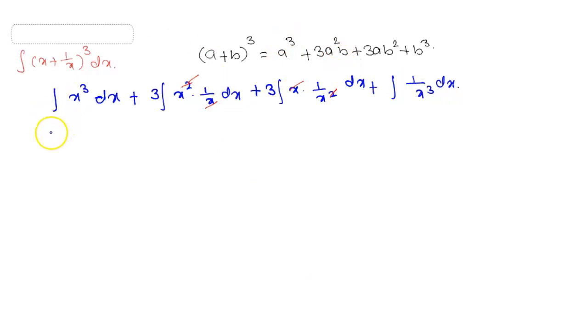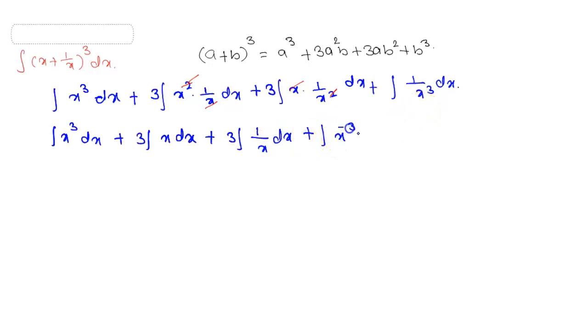So here I am writing integral x cube dx plus 3 integral 1x will cancel out, so what is left over is x, plus 3 integral, here 1x will get cancelled out, so 1 by x dx, plus integral, this x cube term I am taking to the numerator like this, right?